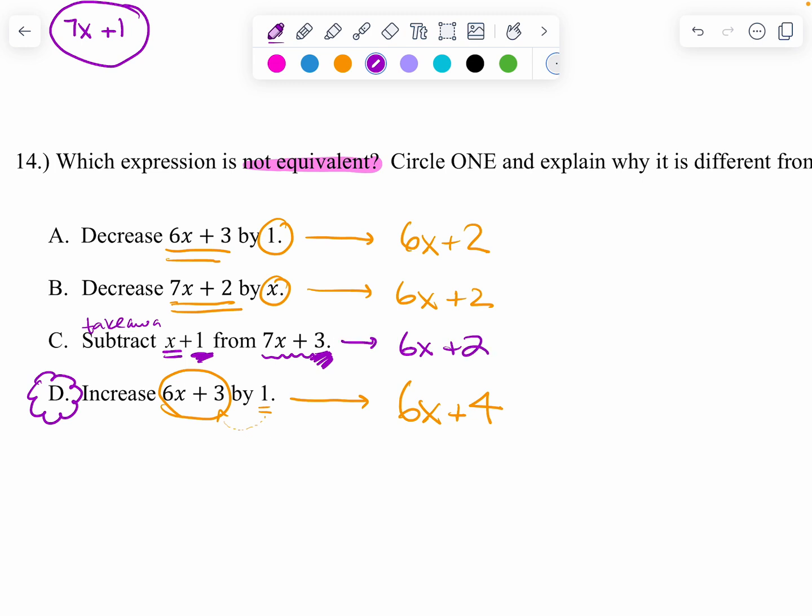So notice you see my prediction of just looking at the words was correct. Then I did a little bit of algebraic work. I realized that this didn't match the others. So again, I used a little bit of intuition to figure it out.